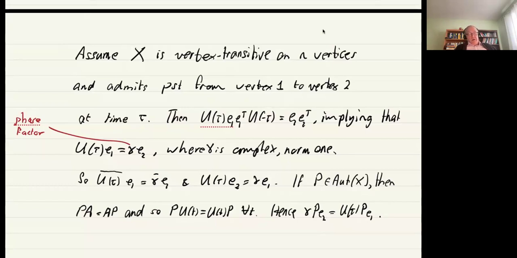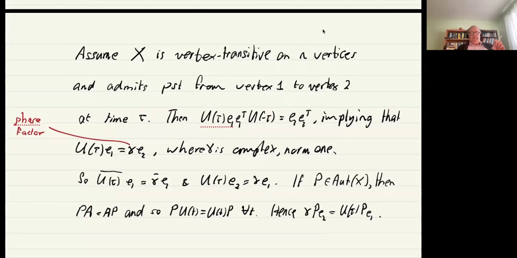Now, I have this equation, and what I propose to do is just take the complex conjugate of each side. Now, e1 is real and e2 is real, so I just get that the conjugate of U(tau) times e1 is equal to gamma bar applied to e2. Now, the complex conjugate of U(tau) is U(minus tau) because our Hamiltonian is symmetric. And so this is U(minus tau) and this is gamma inverse. And so I can swap things over and I get that U(tau) e2 is equal to gamma e1.